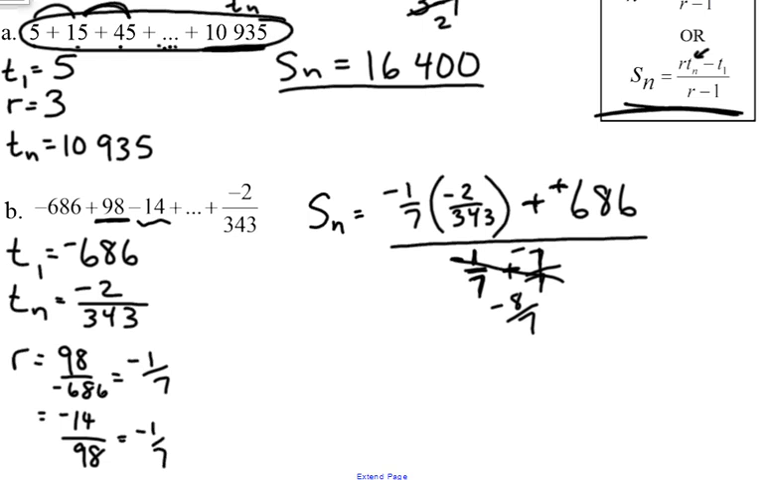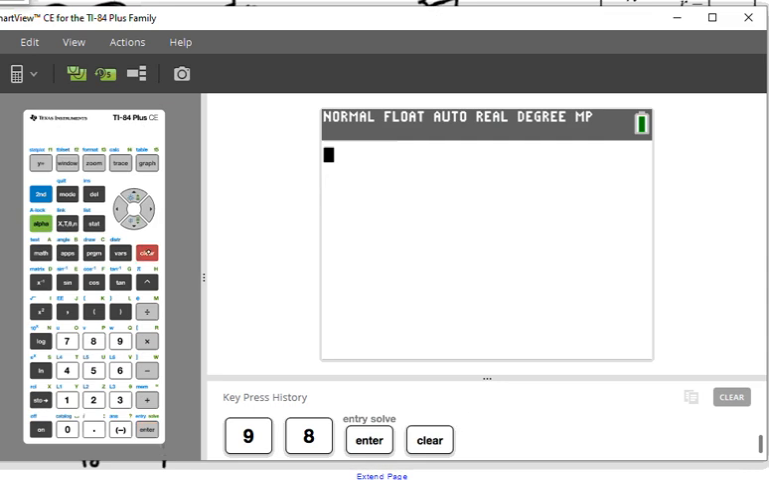We're just adding 686 there. So what am I going to have to punch into my calculator? Multiply those values, two fractions, watch the negatives. Then I'm going to add 686, and then I finish by dividing by negative 8/7. So here we go on our calculator one more time together. Make sure you can do this. Make sure you get the right answers yourself, not just by copying me.